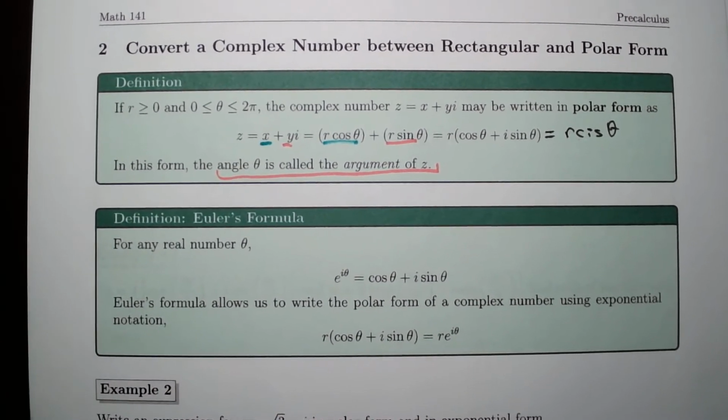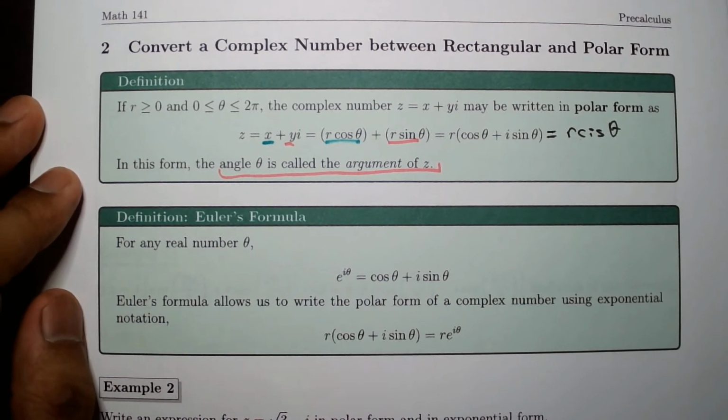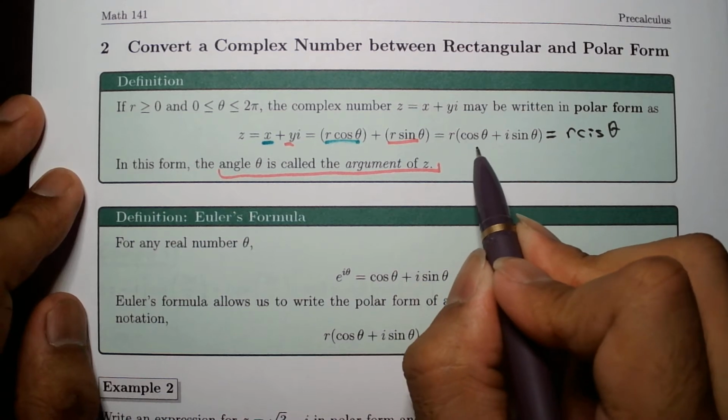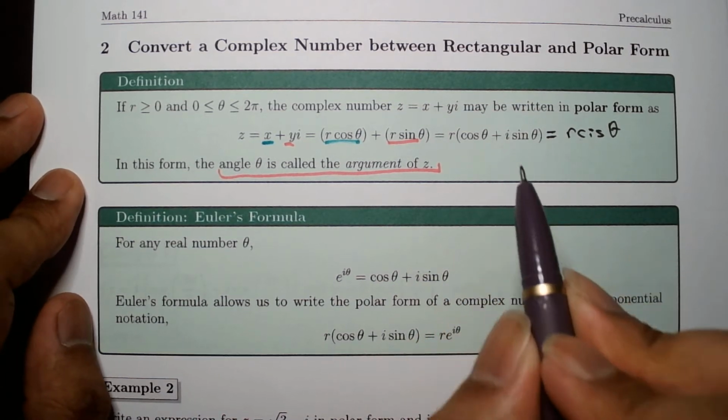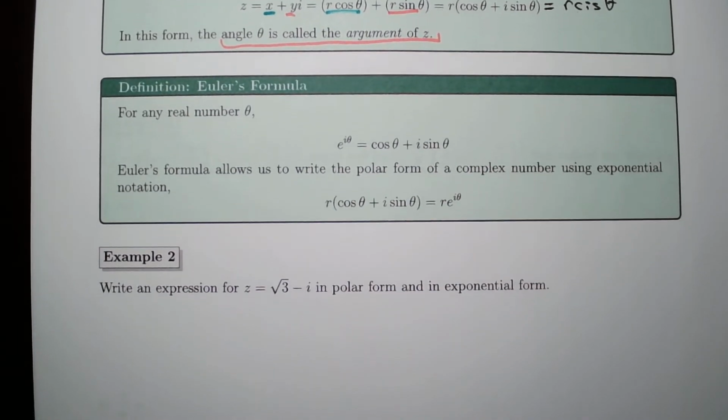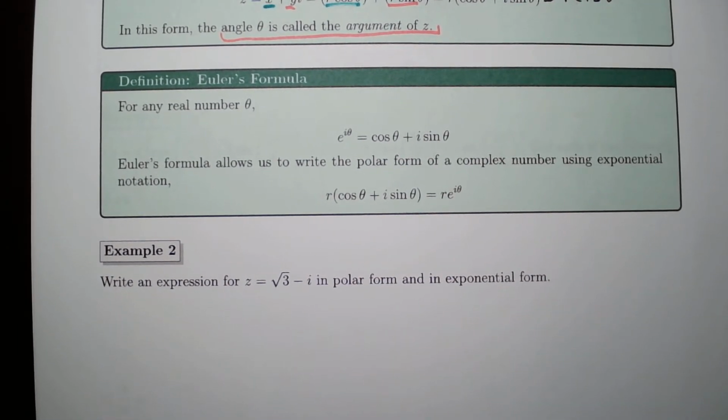All right. However, most likely on the homework, when you input your final answer, it might be in either cosine and sine notation or in exponential notation. How do we do the exponential notation? So we're going to use Euler's formula.